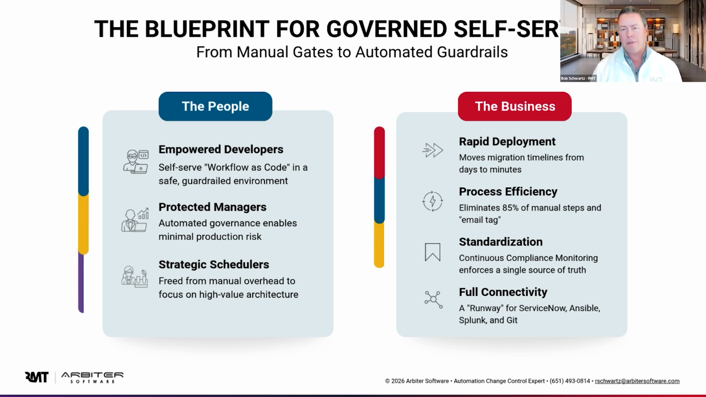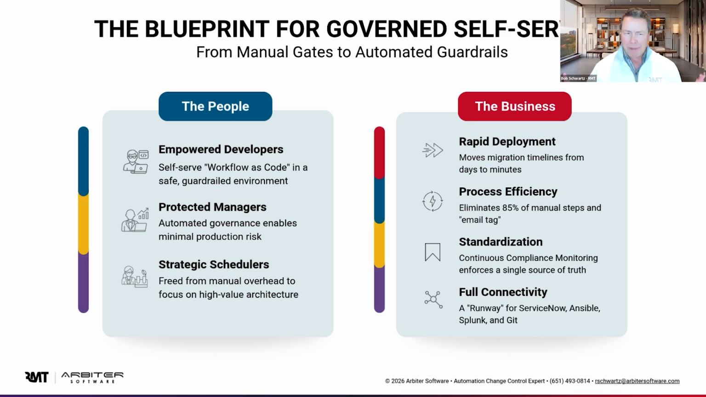Process efficiency: we remove 80%, actually 85%. We see on average it's 90% or above of manual steps and email tag. We put 85% because we want to be conservative, but we're very confident we can eliminate 90% or above. Standardization: there are a lot of shops. Some of you might be on here thinking, man, we have three different processes to do a change. Some of you might have only one process, but it's riddled with manual intricacies. The bottom line is whether three, whether one, whether manual, we can standardize and automate.